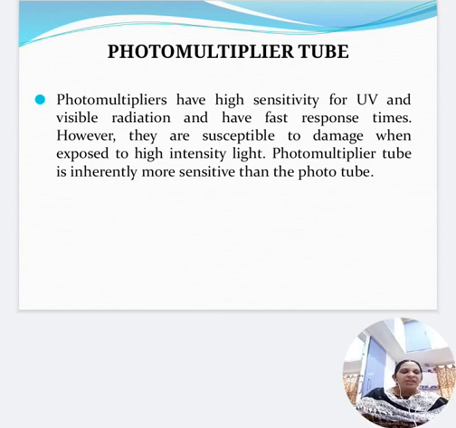So we have several types of designs in photomultiplier tubes. We have the circular cage type tubes, and we also have inline configurations. So different types of tubes are there. Once again I would like to repeat the working of the photomultiplier tube, which is very, very important.